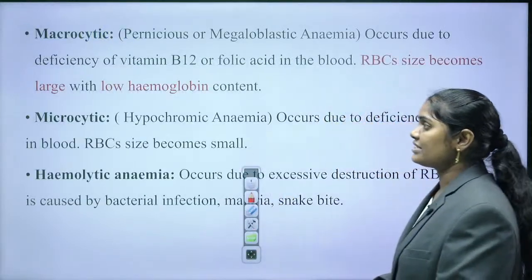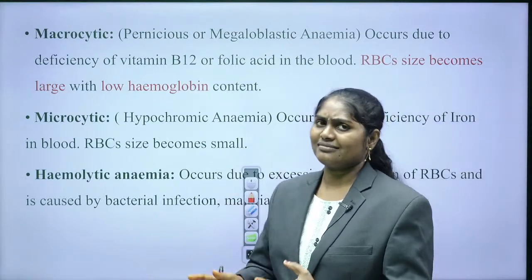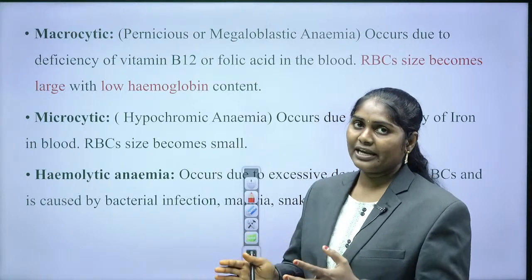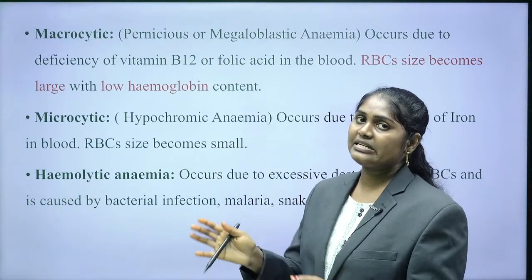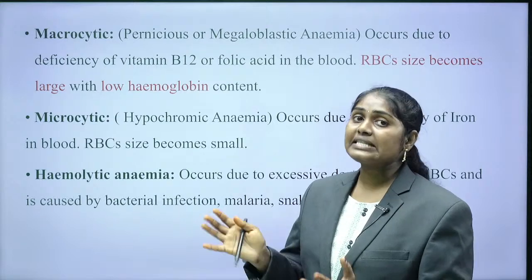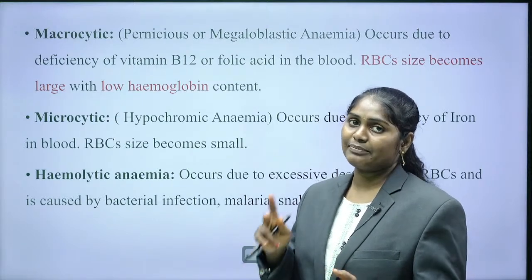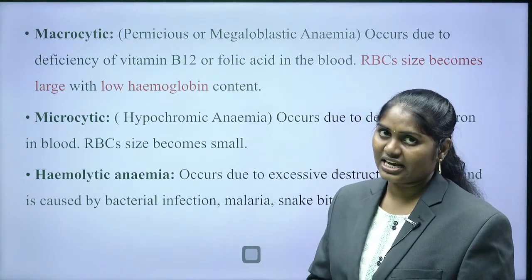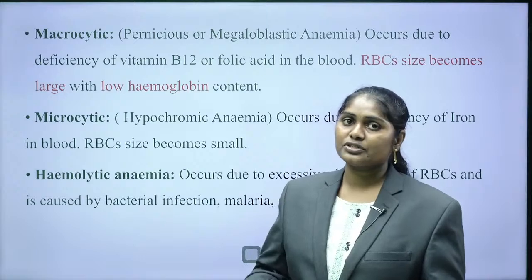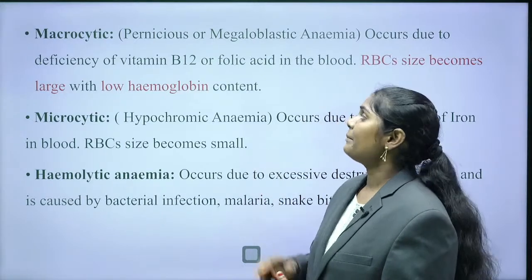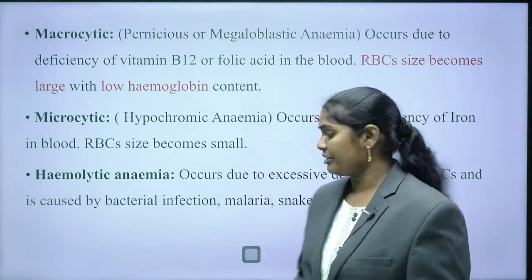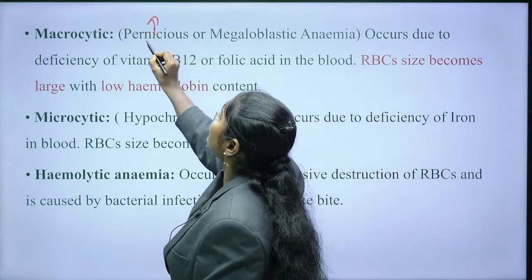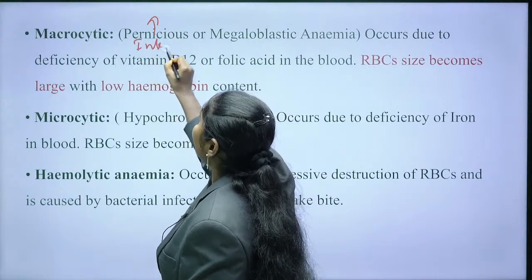So, coming to macrocytic anemia. Macrocytic means cell size will be increased. That increase in cell size can be seen in two conditions. One is pernicious anemia, one is megaloblastic anemia. Megaloblastic anemia is also a deficiency of vitamin B12. Pernicious anemia is also a deficiency of vitamin B12, but here pernicious anemia is especially due to deficiency of intrinsic factor.